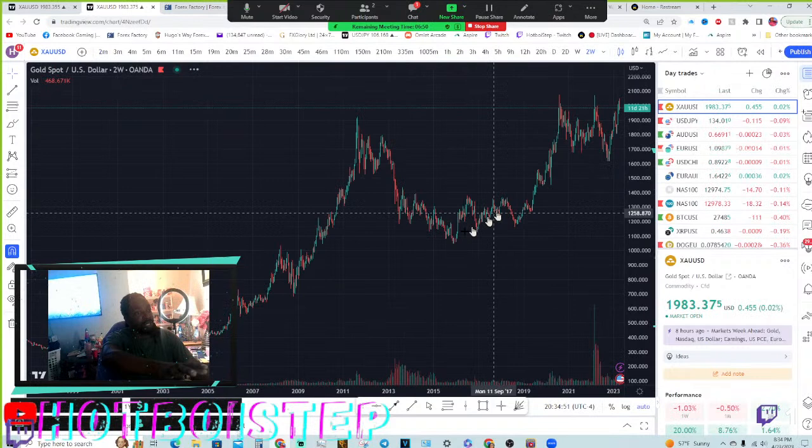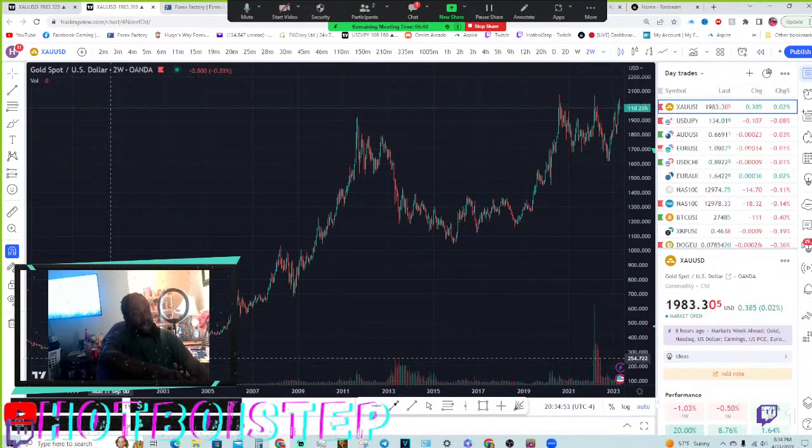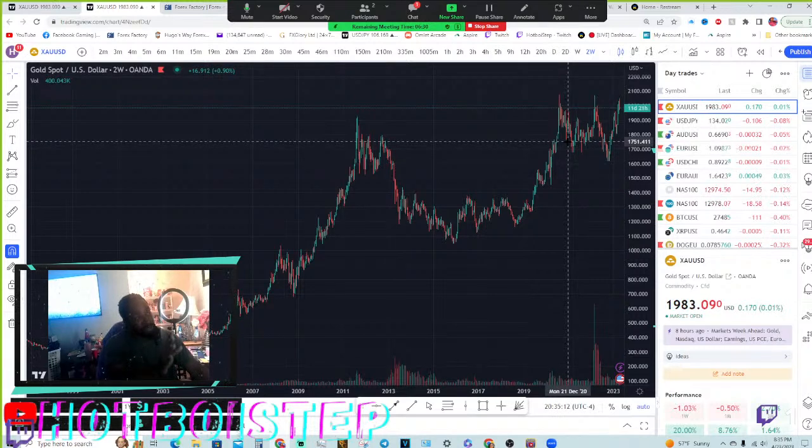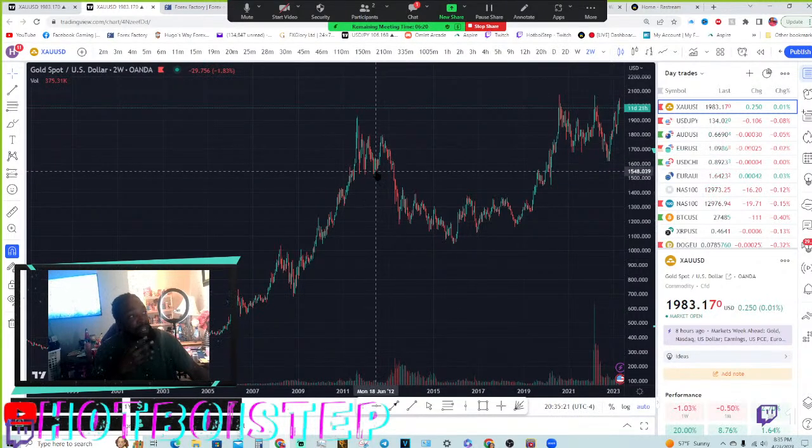Like this is a 2-week chart. This is what happened back in 2000. Like these markers right here, see 1999, 2009, 2015, 2019, 2023. This is what the market has done over all this time. In gold, this is just one pair right here. It's one pair. So it's a lot of different pairs.